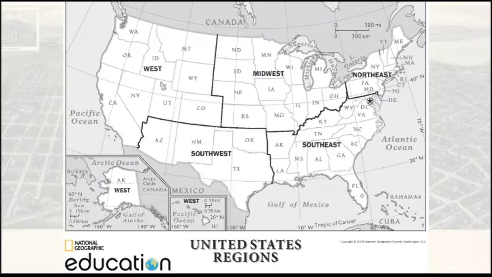So yeah, simply put, a region is an area with common features. A region can be defined by physical features such as forests, wildlife, climate, or human features such as government, language, or religion. Regions help us understand and organize our planet's characteristics spatially. The boundaries of a region are not always clearly defined as what's pictured here on this map.